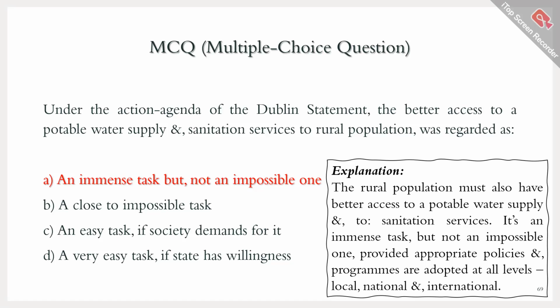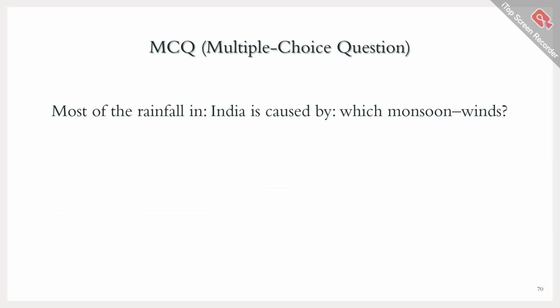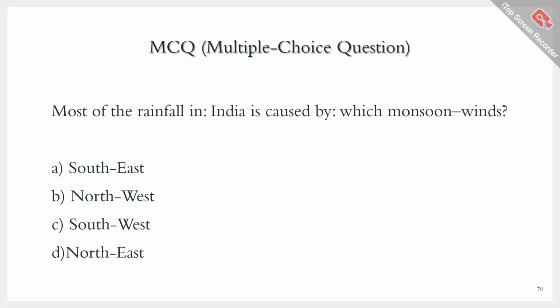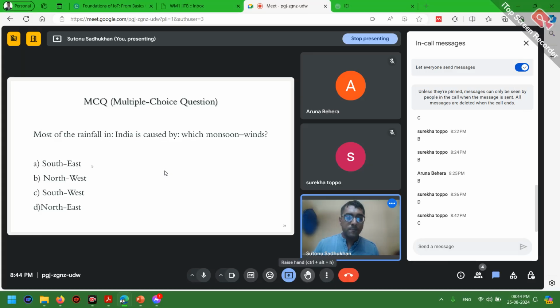Okay, so our next MCQ is: most of the rainfall in India is caused by which monsoon winds? Option A is southeast, option B is northwest, option C is southwest, and option D is northeast. It's a pretty general knowledge question. Wait for 1 minute, then we will answer.